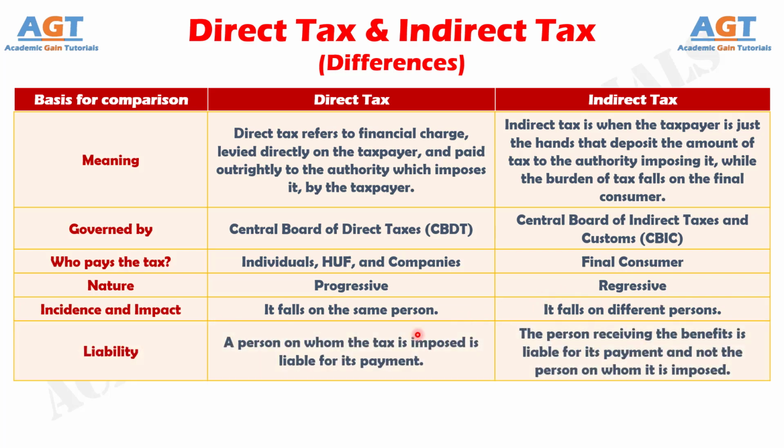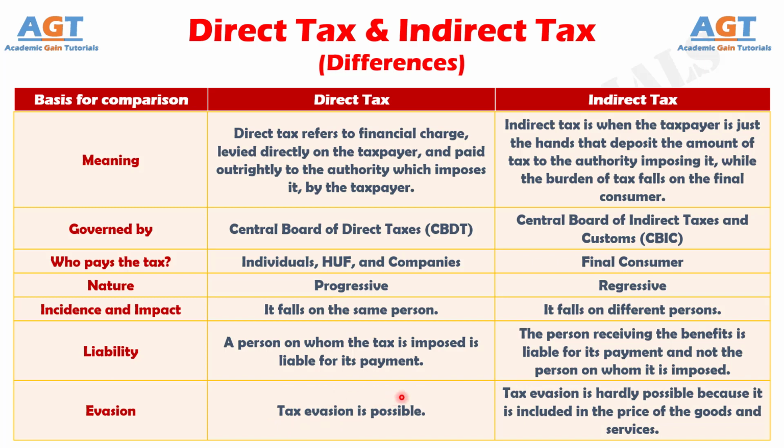Number 6. Direct taxes are when the assessee on whom the tax is imposed is liable for its payment. Contrastingly, indirect taxes is when the person receiving the benefits is liable for its payment and not the person on whom it is imposed.